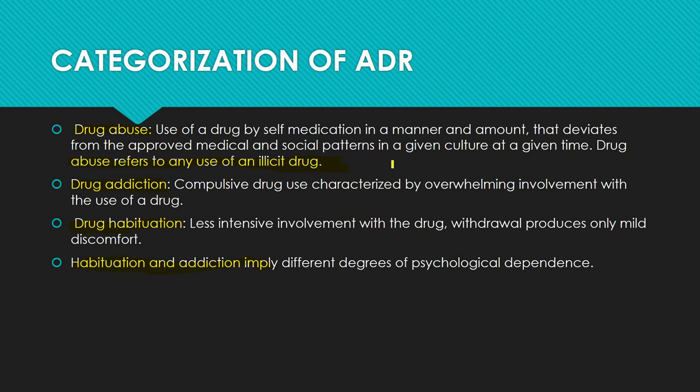Drug addiction, compulsive drug use. See, the terminologies that we are using are very necessary because the terms are very known to you. Drug abuse, drug addiction, drug habituation, habituation and addiction imply. But what is that? It is the illicit use of drug, or drug addiction means a compulsive use of drug which is characterized by the overwhelming involvement with the use of drugs. So such things are very important to know.